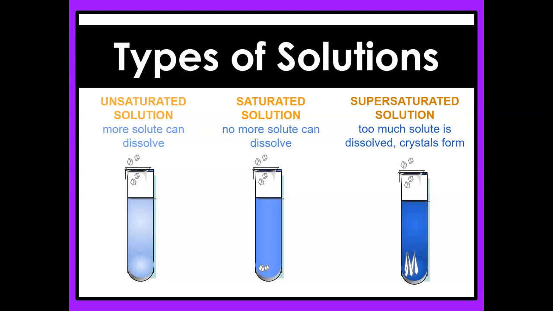But solute, an example would be like sugar, salt, Kool-Aid, Powerade packet, Crystal Light, if you guys have ever seen those Crystal Light packets. Those are all examples of solutes that can be dissolved into solvent, and particle attraction is what allows that to happen.